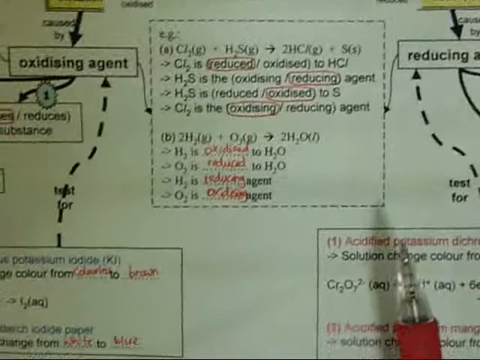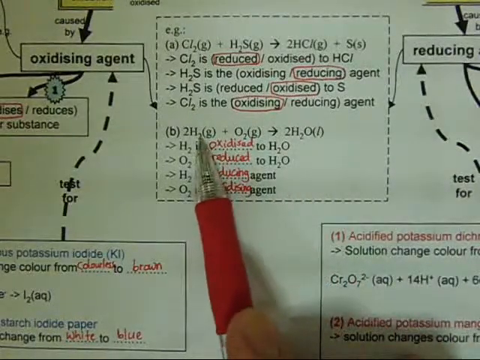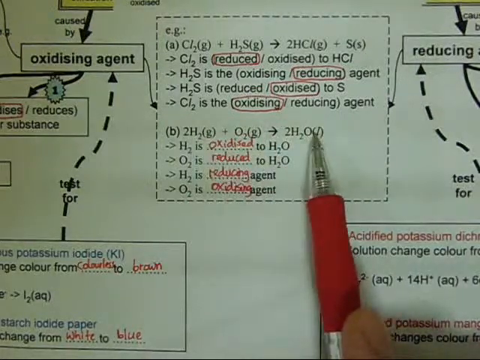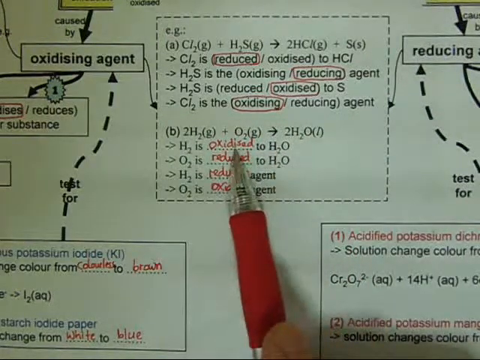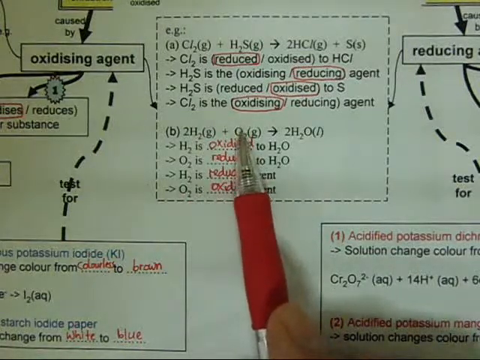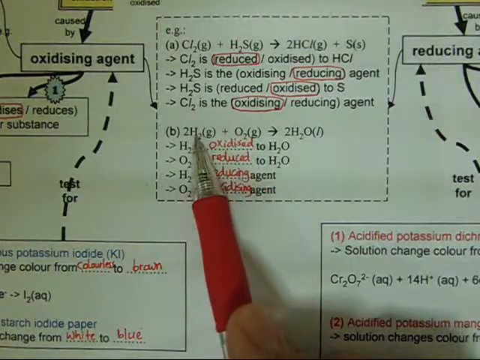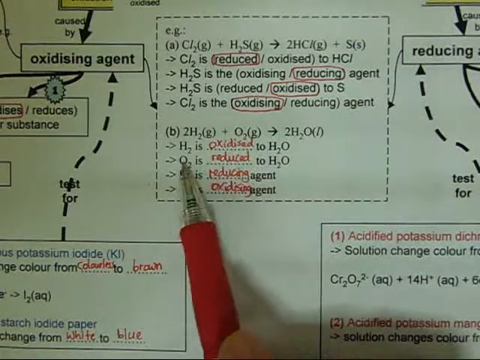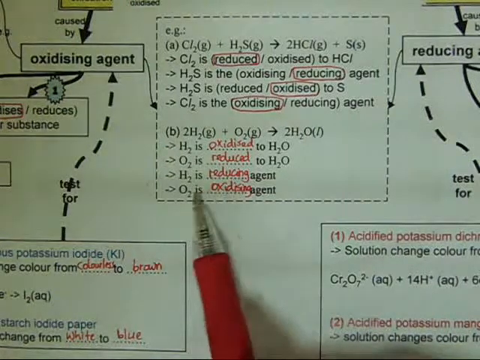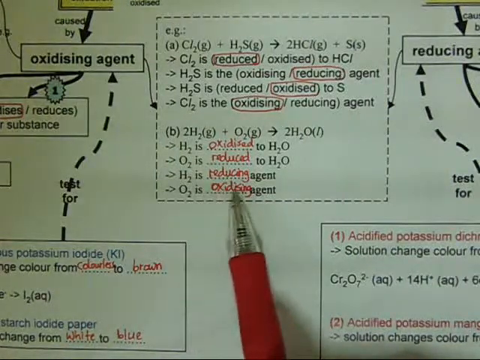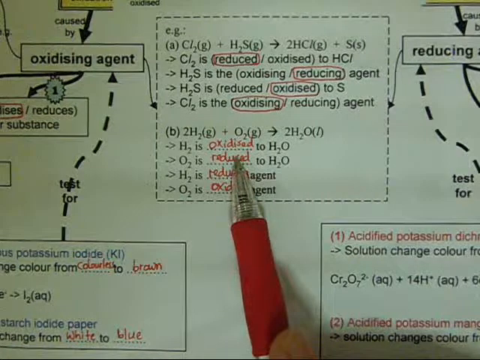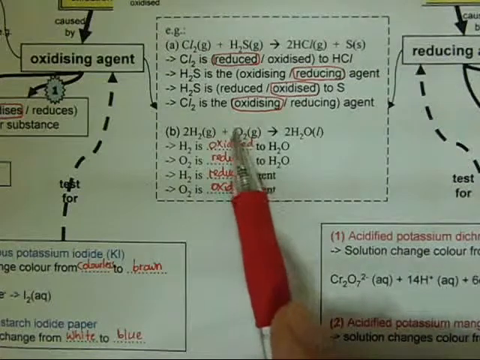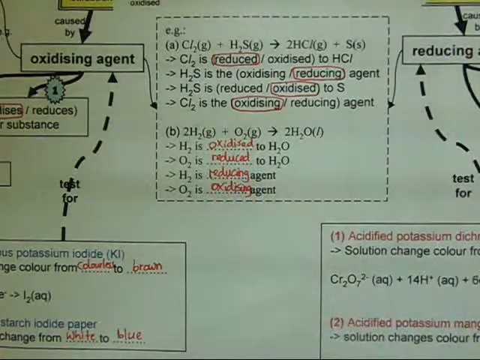Alright, let's look at another example. H2 is oxidized to H2O because there is a gain of oxygen. That means your O2 must be the oxidizing agent. Because this is oxidized, this is going to oxidize. So O2 is the oxidizing agent here. And oxidizing agent, you know that it itself gets reduced. Okay, and H2 would be the reducing agent, if O2 gets reduced.